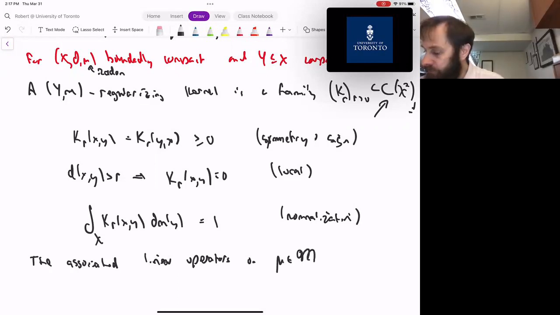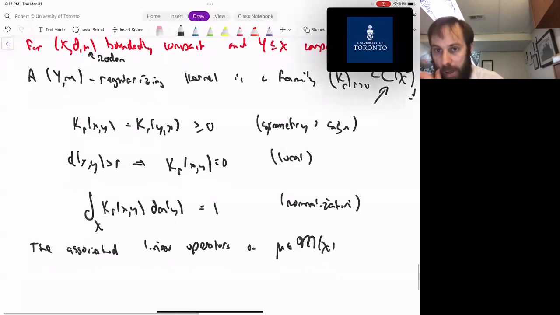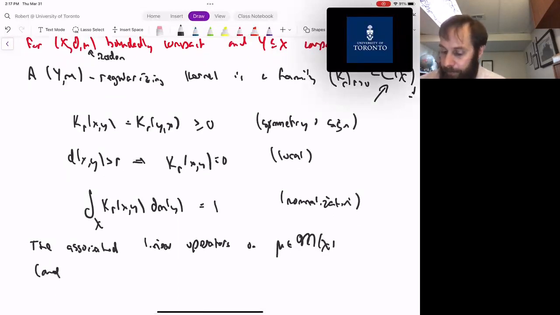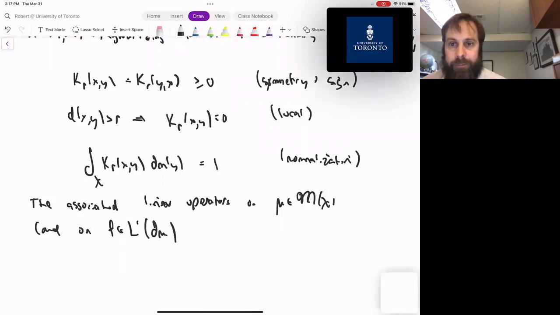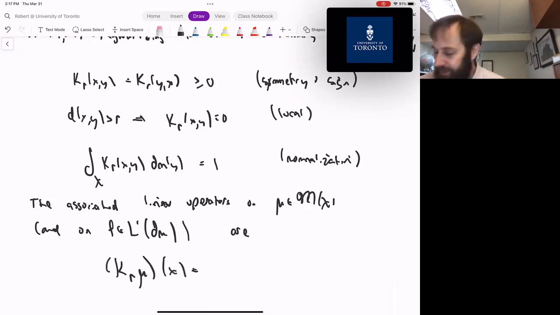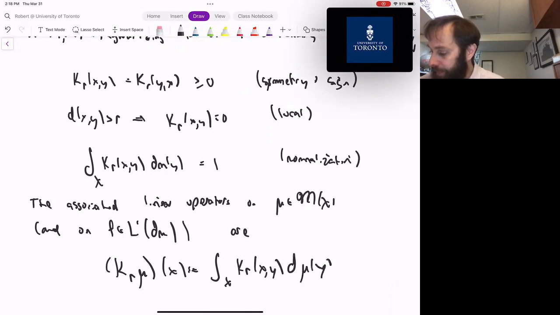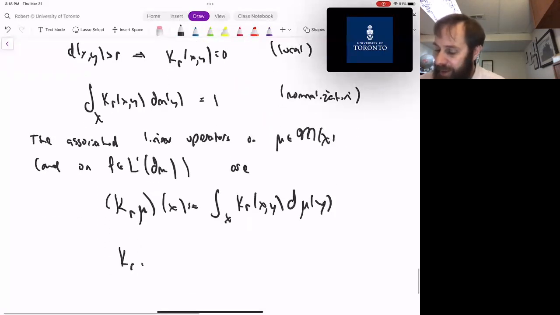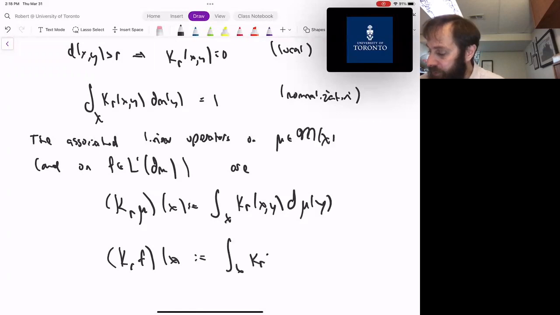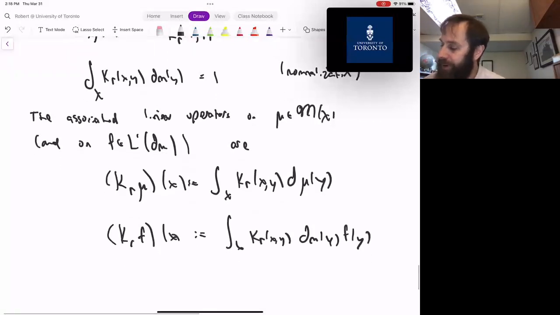So on signed measures of finite total variation, and also on densities. So the signed measure could be a density with respect to the reference measure. So what does kr of mu mean? It's going to be a continuous function of x, and it's defined to be the integral over y of kr of x, y, d mu y. And similarly, if I wanted to apply kr to an L1 density, it would just be an integral against that density in the reference measure. Sorry, I could have written it in the other order.